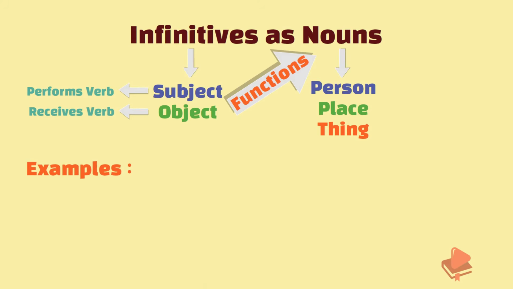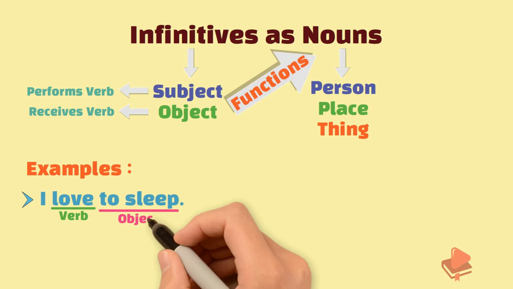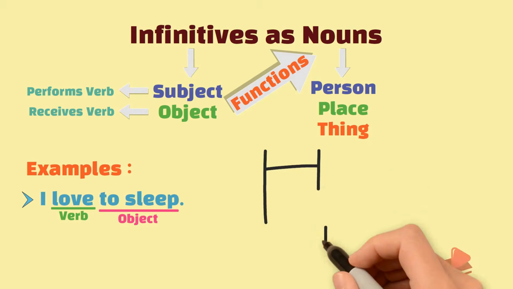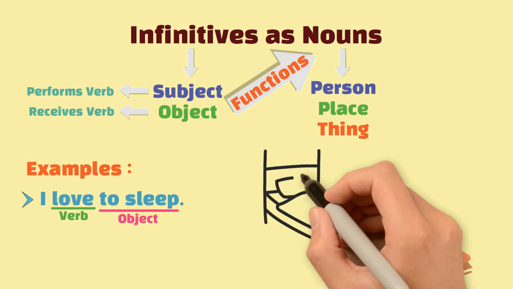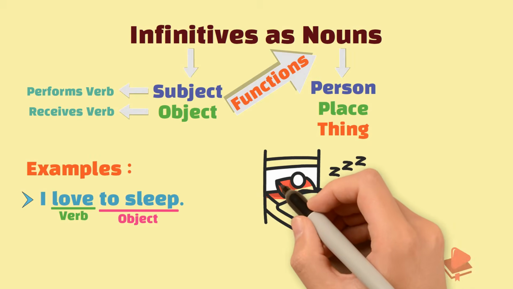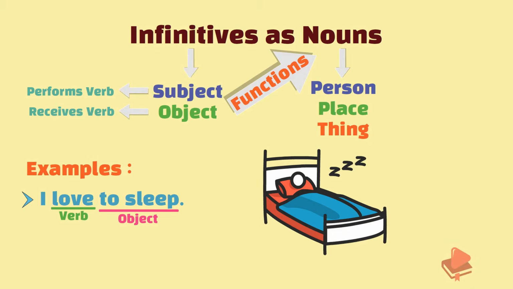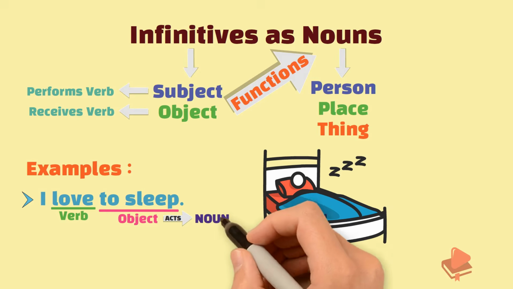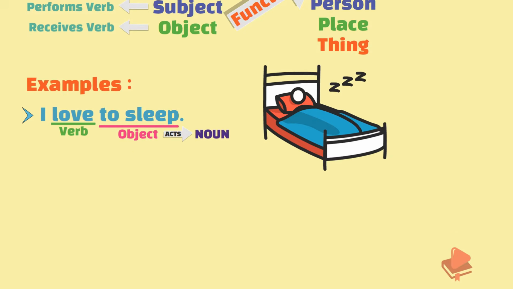Let's understand with example. I love to sleep. In this sentence, the verb is love and to sleep is the object of the sentence. In this case, the infinitive functions as a noun that expresses an opinion. So here, to sleep is used as an object in the sentence, so it acts as a noun. Let's see the next example.